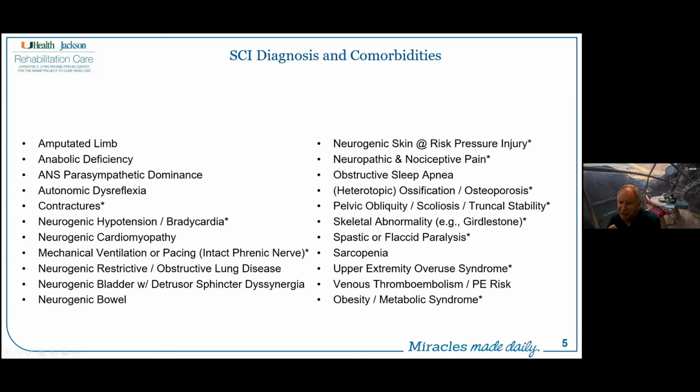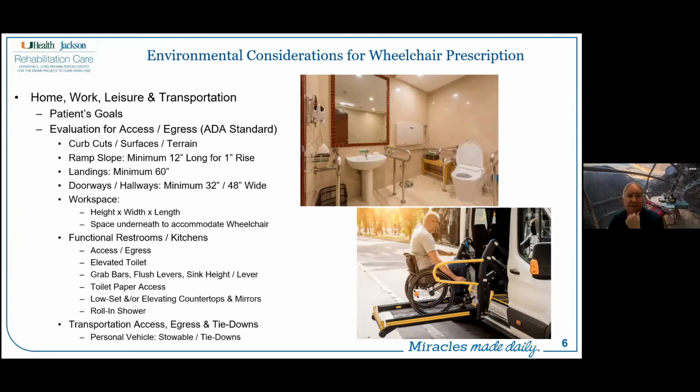All of those are going to contribute to how we look at the seating system we put together. Whether the person's paralysis is spastic or flaccid, whether or not they have upper extremity overuse, and whether or not they have obesity that's contributing to their mobility issues. So, again, we're taking that 30,000 foot perspective, we need to consider what environment the person is going to be using their wheelchair.